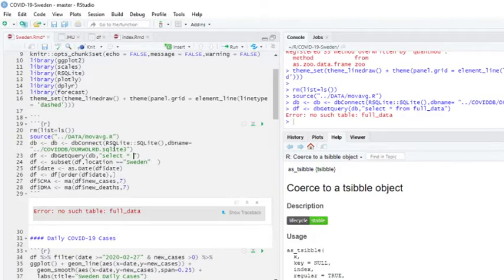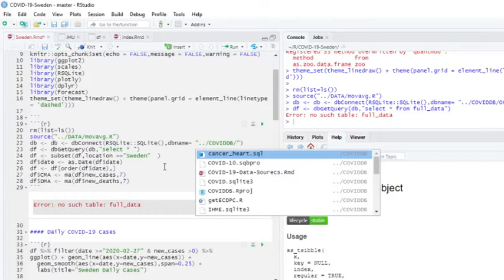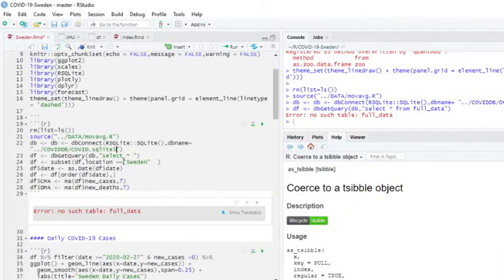SQLite. Let's get rid of this. Let's just go back to the original one. Let's do this from CDC.